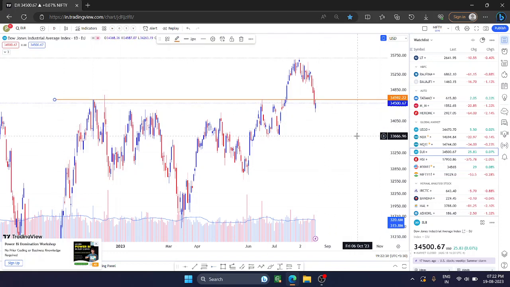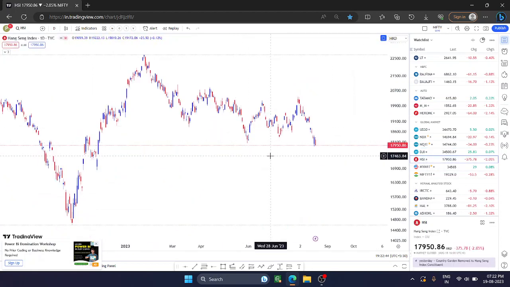34,592 is the resistance area for now. And if it breaks these 35,297 levels, then of course 33,700, all these levels can be tested in the upcoming days. The main thing where everyone is focusing is China's market.